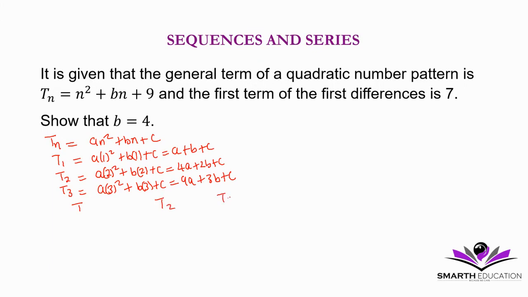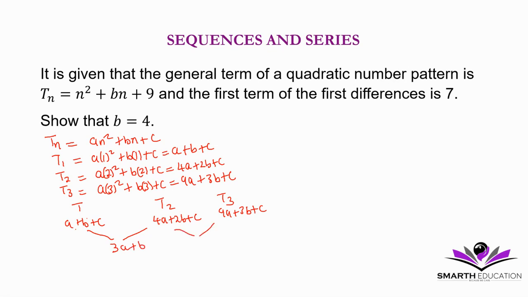Now, if we have our T1, T2, and T3: T1 is a plus b plus c, T2 is 4a plus 2b plus c, then T3 is 9a plus 3b plus c. Right, and then if we subtract, term 2 minus term 1, let's check the like terms. 4a minus a is 3a. 2b minus b is b. c minus c is 0.